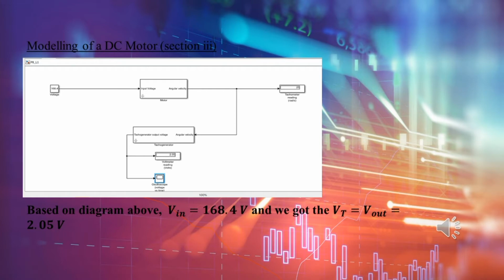Then we run the Simulink again, inserting the value of 168.4 volt as the voltage input. After that, we know that 168.4 volt is the voltage value needed to get the steady state speed of 25 radian per second. As we can see, the voltmeter reading is 2.05 volt. 2.05 volt is the value of the voltage output.